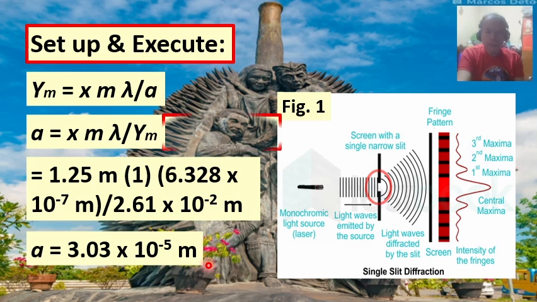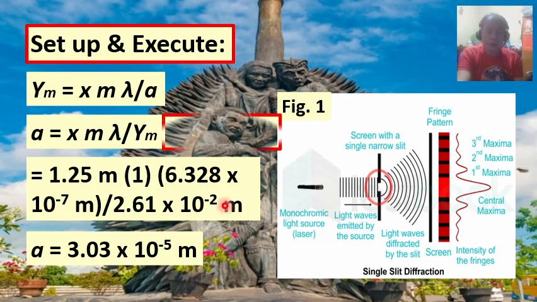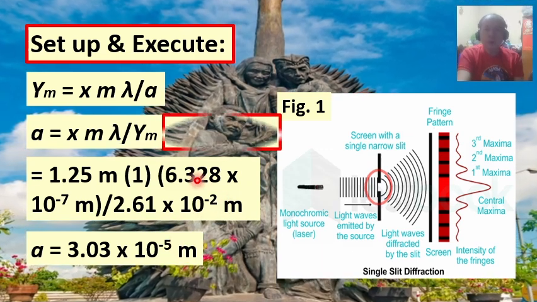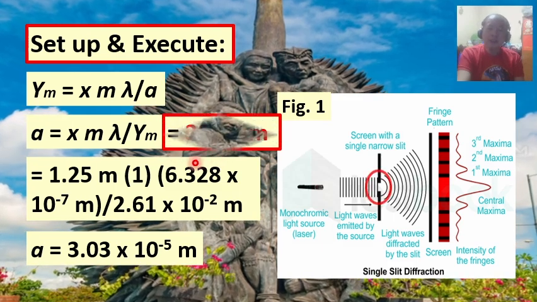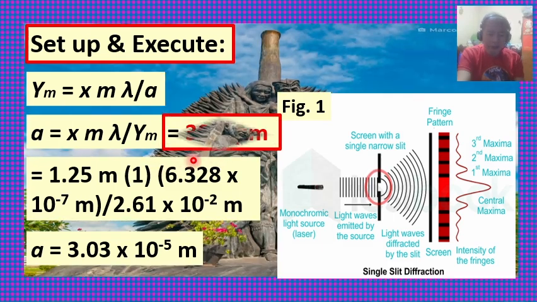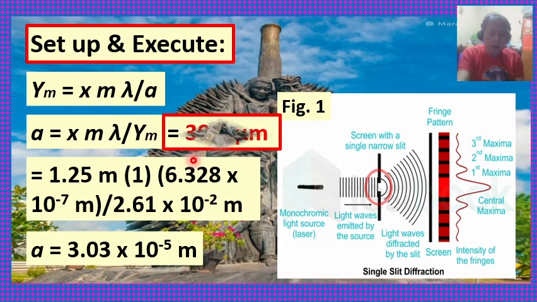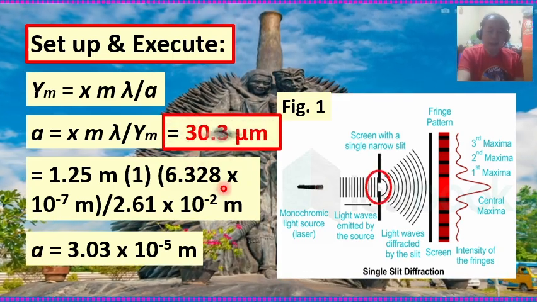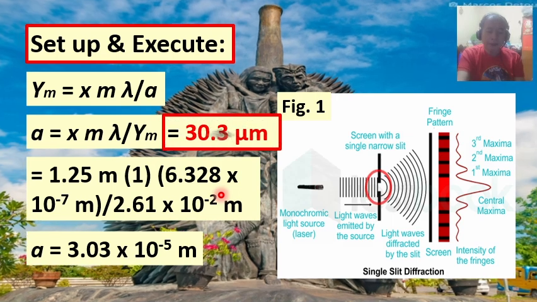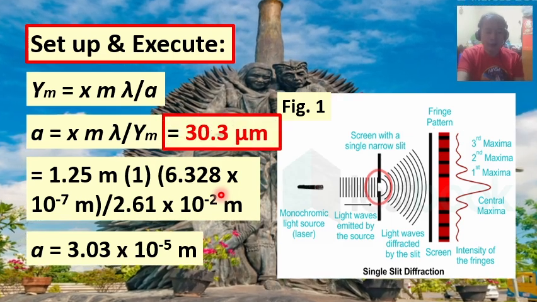So we are able to compute the thickness of the human hair strand using this method of single slit Fraunhofer diffraction of light.